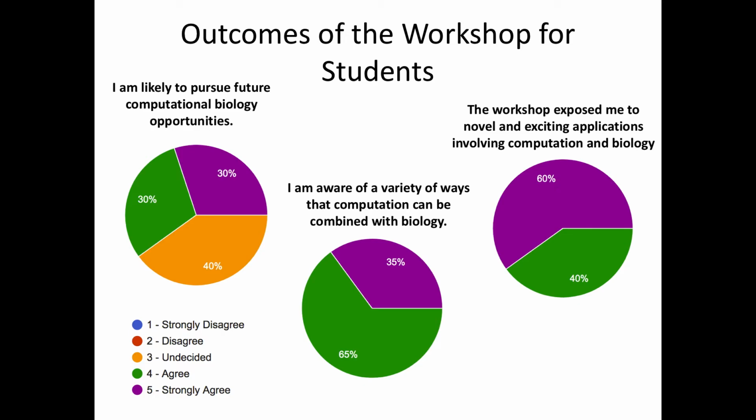We asked them about their likelihood to pursue future opportunities in computational biology. We had 2/3 of the students either agree or strongly agree, with the rest remaining undecided. We saw even stronger results when asking if they are now aware of ways that computation can be combined with biology, with all students either strongly agreeing or agreeing. And lastly, we asked them if it exposed them to novel and exciting applications that involved both computation and biology, with 60% of the students strongly agreeing, and all students either strongly agreeing or agreeing. So this is really exciting. I think it showed that we were definitely achieving some of these goals with the students.